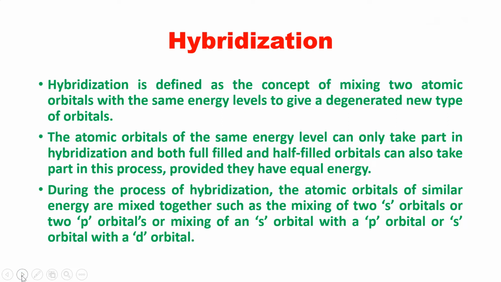During the process of hybridization, atomic orbitals of the same energy are mixed, such as mixing of two s orbitals or two p orbitals, or mixing of an s orbital and a p orbital, or an s orbital with a d orbital. In this case we will see mixing of s orbitals or sp orbitals. We are not having an example of an s orbital with a d orbital. So we will see how it happens actually.